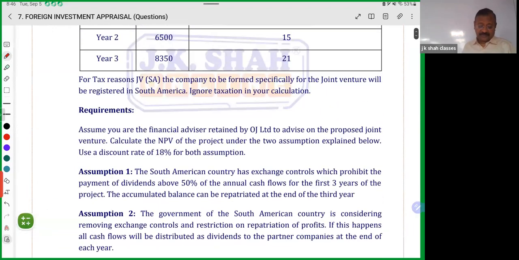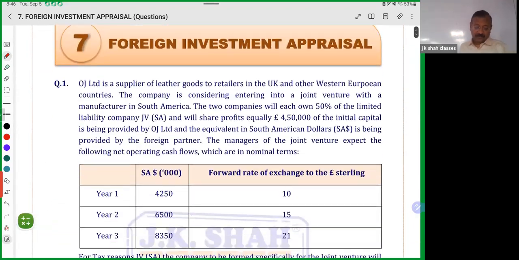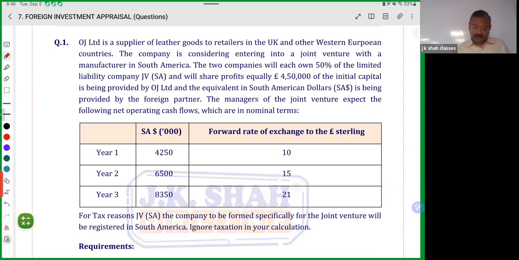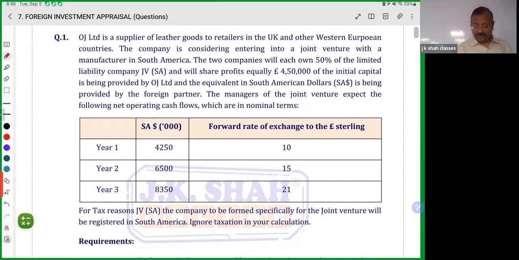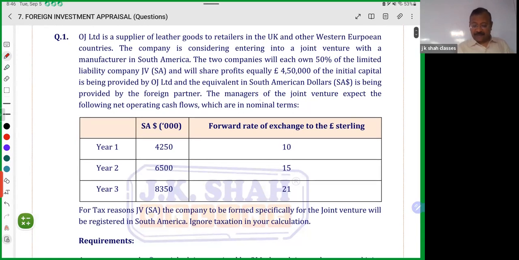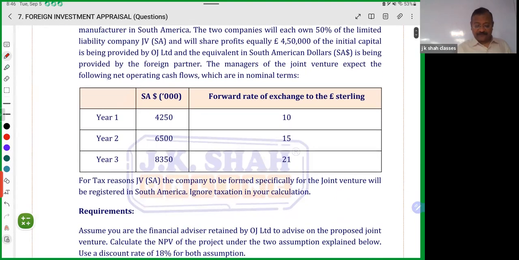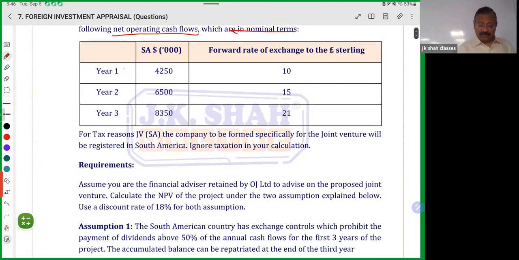See this. 4,50,000 pounds of the initial capital is being provided by OJ, and the equivalent in South American dollars is being provided by the foreign partner. The managers of the joint venture expect the following net operating cash flows, which are in nominal terms. Year 1, 2, 3, the project will generate this much cash flow.